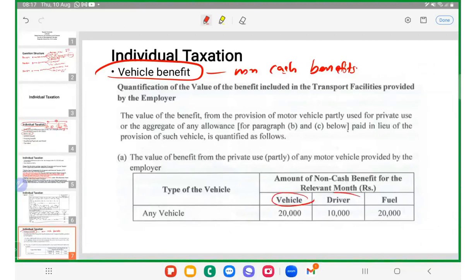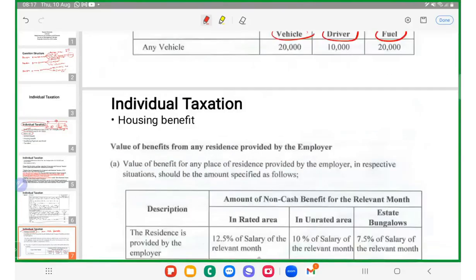Monthly benefit if a driver is provided is 10,000. If fuel is provided, 20,000. So let's say vehicle and driver, that should be a monthly benefit of 30,000. Vehicle, driver and fuel all together is 50,000. Only vehicle and fuel should be 40,000 per month. Then the per-month benefit you need to multiply by the number of months for which that benefit was received by that individual in that year. That's how you can adjust the vehicle benefit.